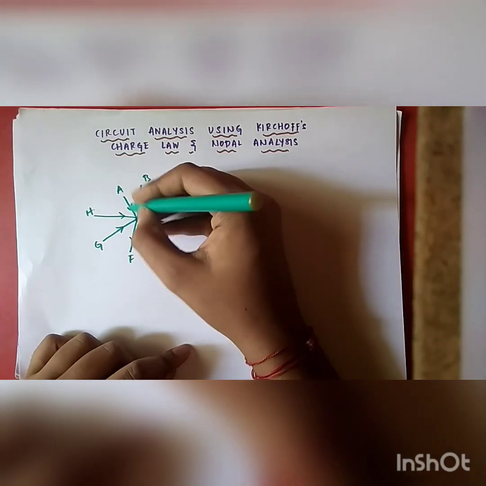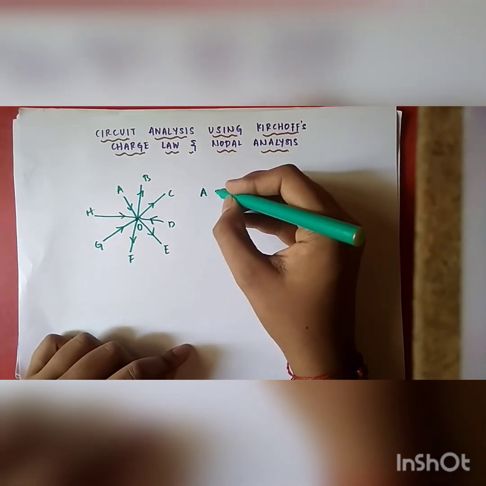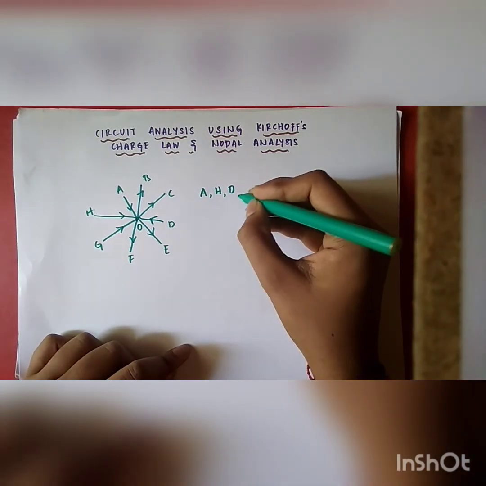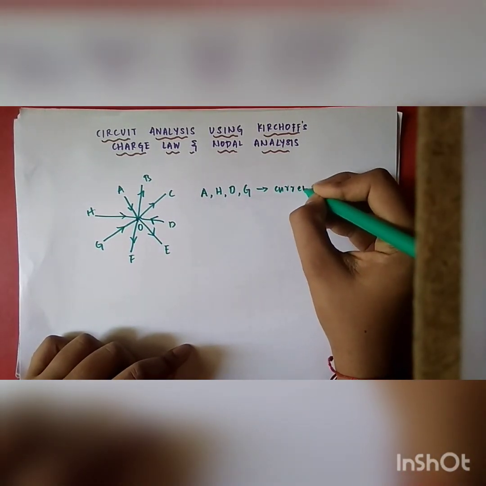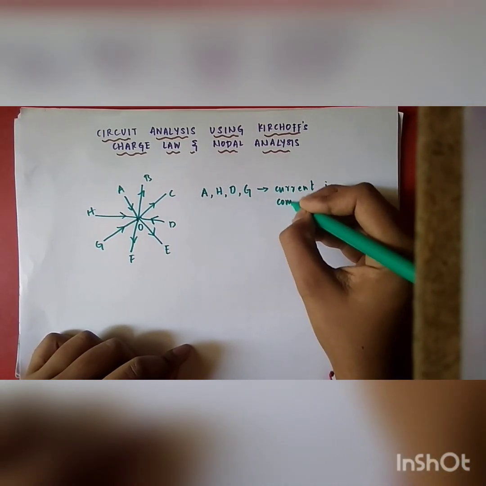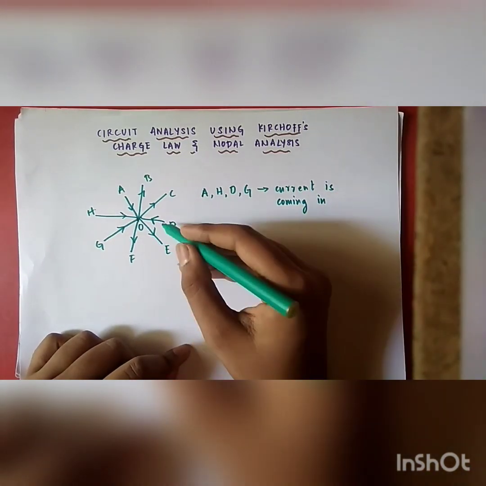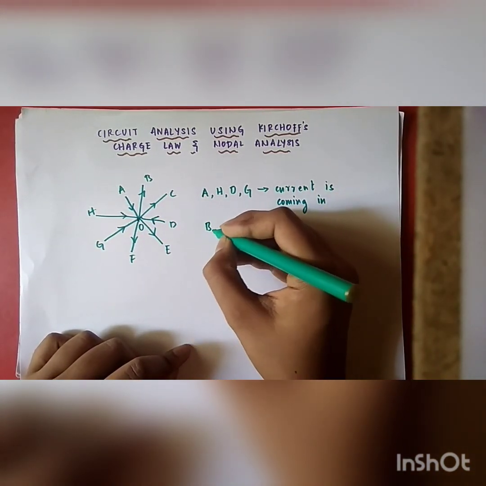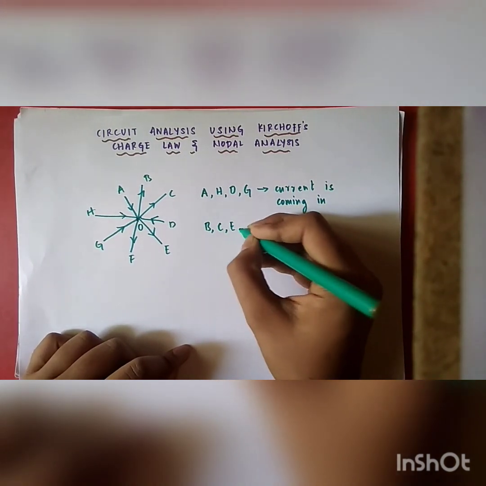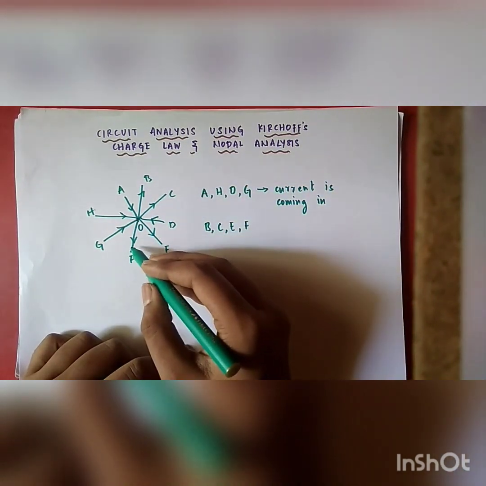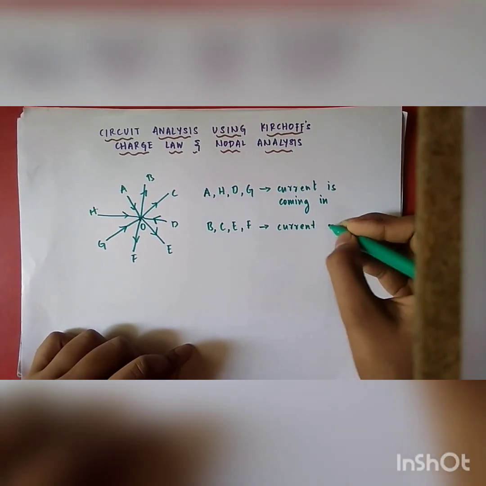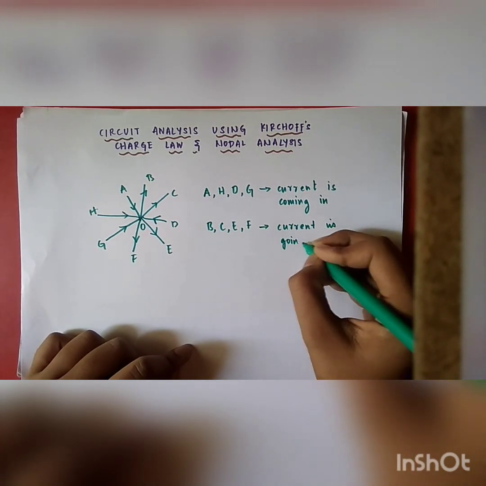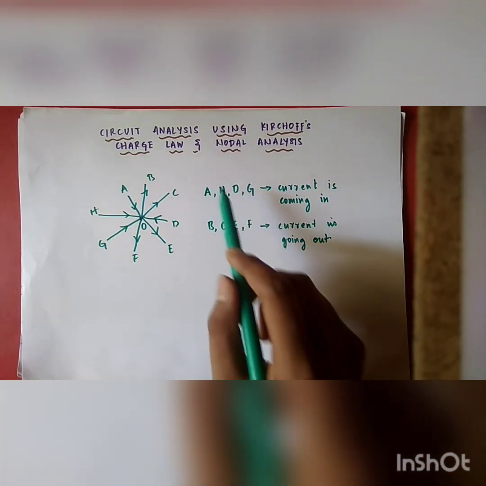We can clearly see by the arrows that the wires coming into this junction are A, H, D, G. Through these wires, the current is coming into the junction or the node, and through the wires B, C, E, F the current is going out. Did I miss out anything? Nothing, I think so. So we can clearly understand by the arrows that through these wires the current is coming in, and through these it's going out.